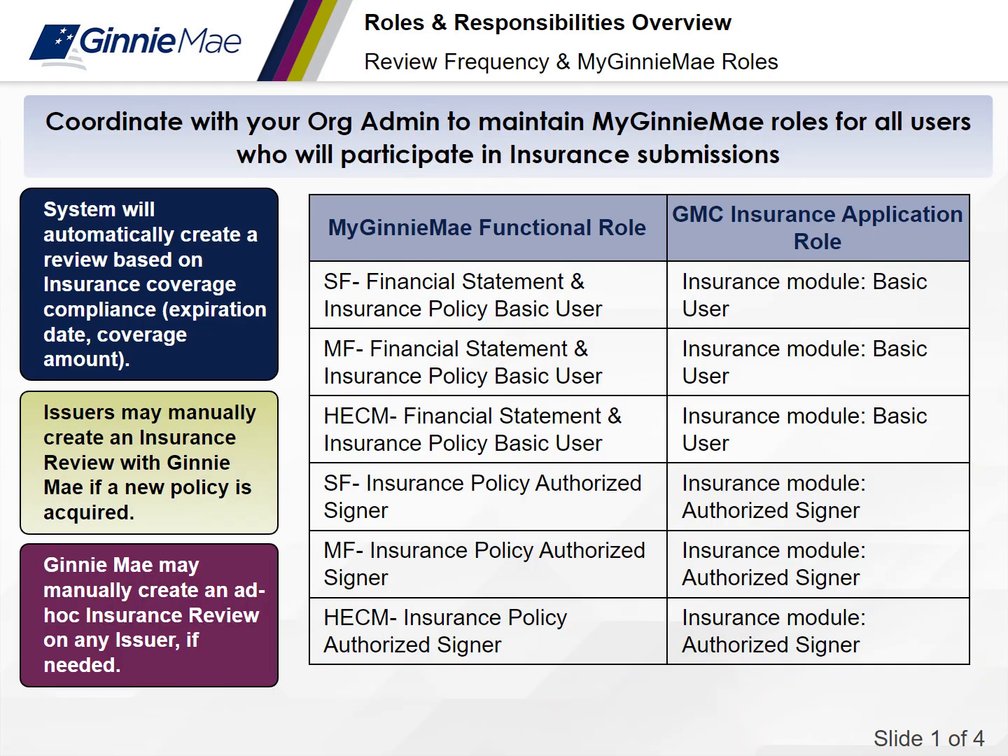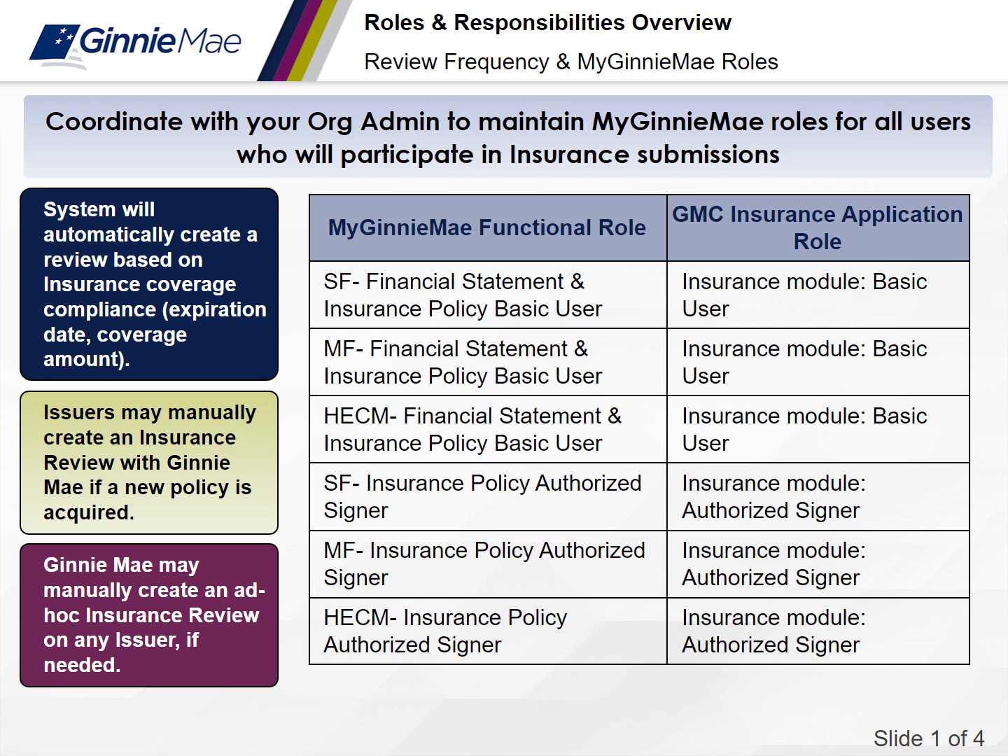The system will create insurance reviews automatically based on insurance coverage compliance factors such as expiration date and coverage level. Issuers may manually create an insurance review to submit their insurance information to Ginnie Mae if a new policy is acquired. Ginnie Mae may manually create ad hoc reviews on any issuer if needed. Issuers will be notified via email once an insurance review is created on them.